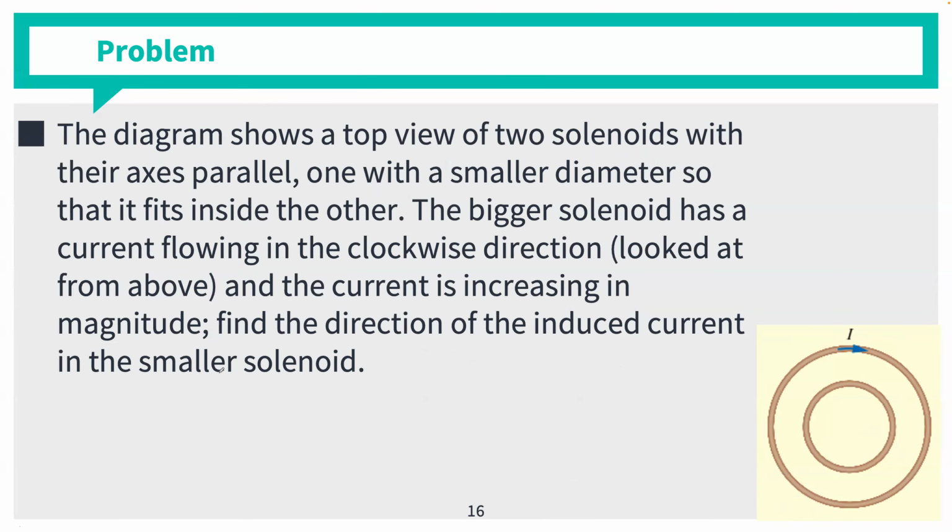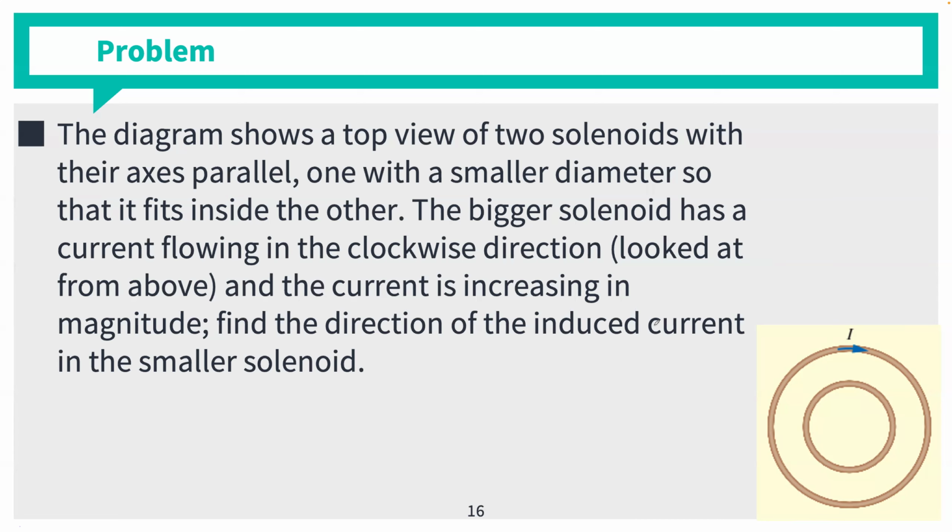Next, the diagram shows the top view of two solenoids, which are two coils, with their axes parallel, one with a smaller diameter so that it fits inside the other. The bigger solenoid has a current flowing in the clockwise direction, and the current is increasing in magnitude. Find the direction of induced current in the smaller solenoid.